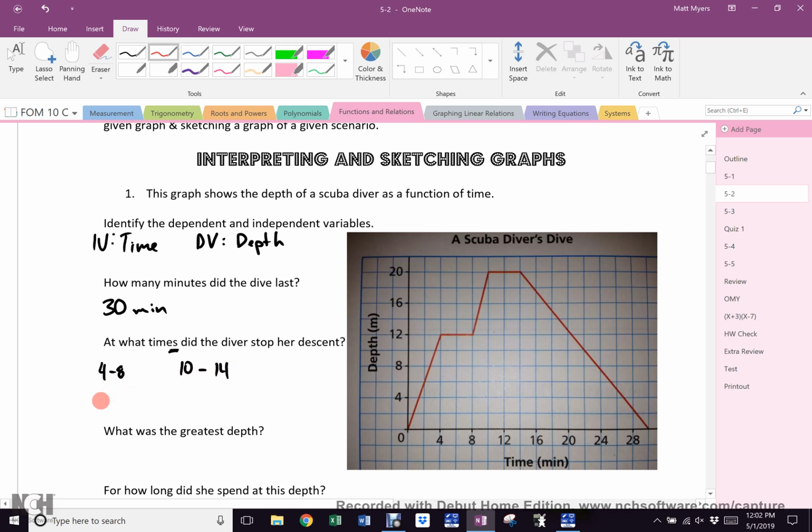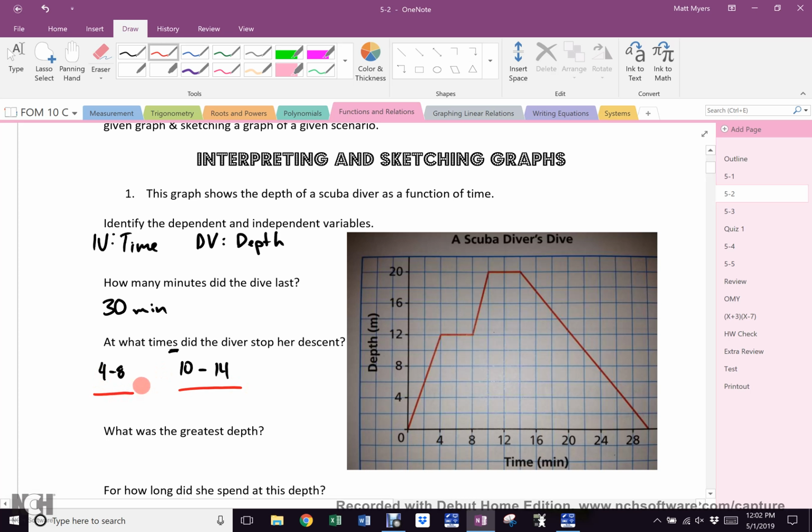Gap? I don't see a gap. It's a solid line. So what is it? What is it about this red graph that lets me know those are the right answers? Nathan: Because it shows that she's not going down anymore. Exactly. That flat line means what is still passing? Time. But is the depth?